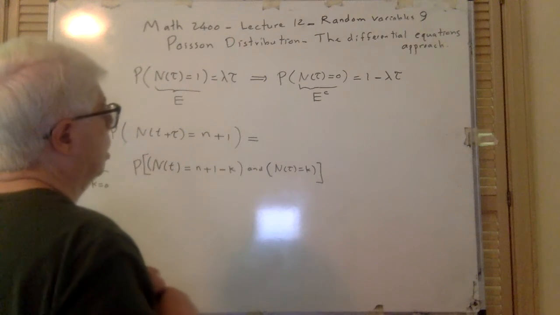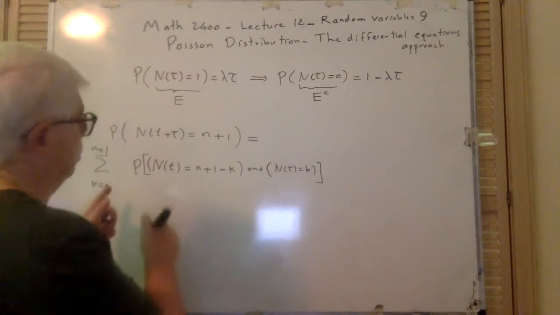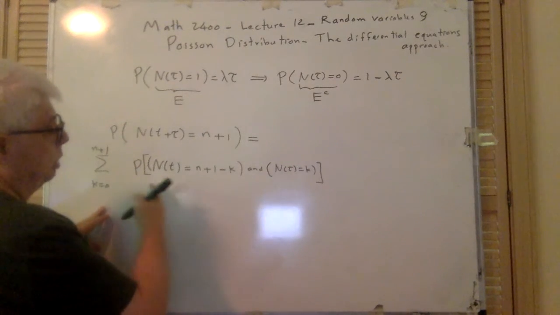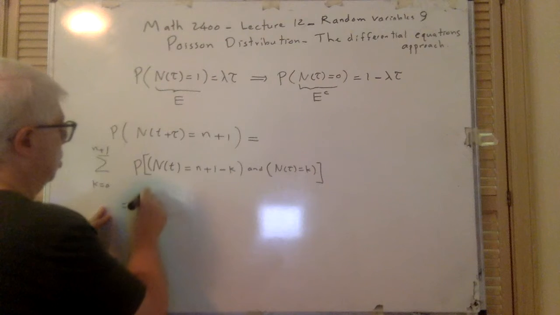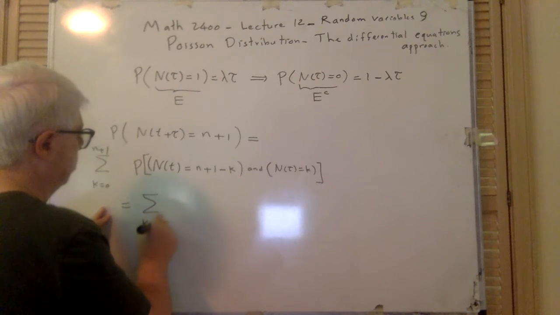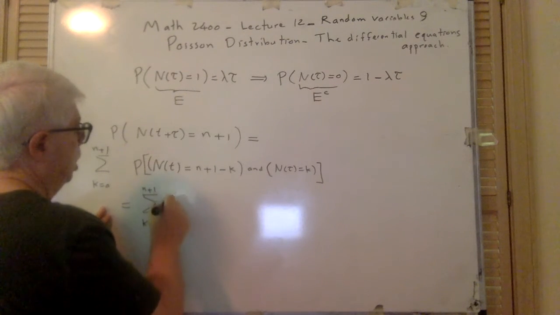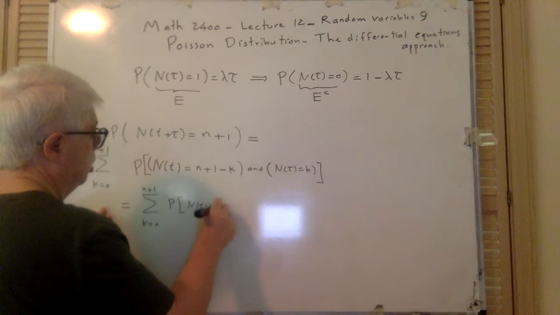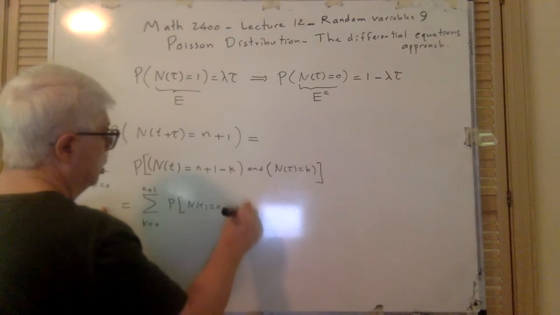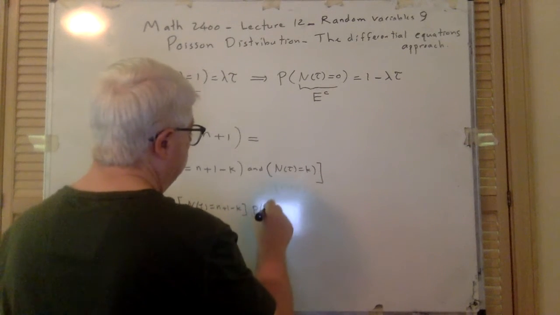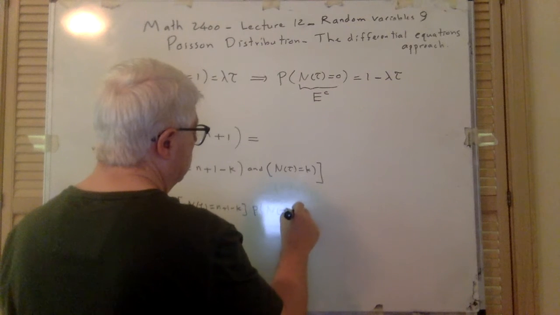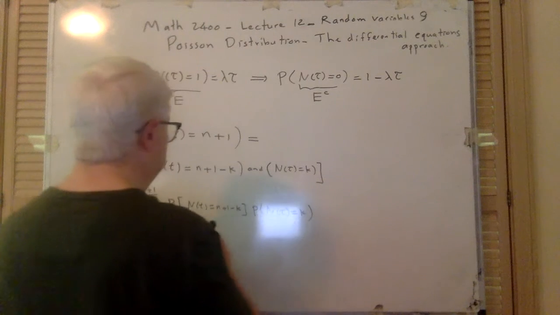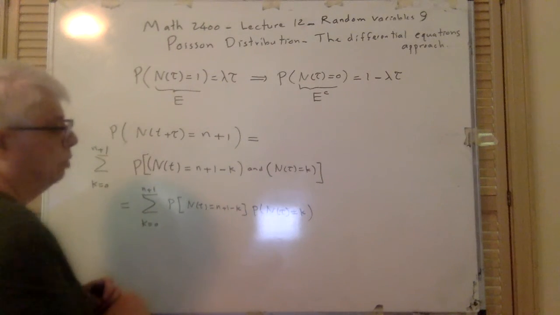So the first one will give me this sigma, that they are mutually exclusive. The second one will give me a product here. So I will get k from 0 to n plus 1, and the product of these two, P of N(t) is n plus 1 minus k times P of N(tau) is k. Right? P of N(tau) is k.